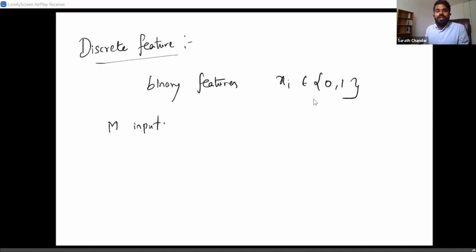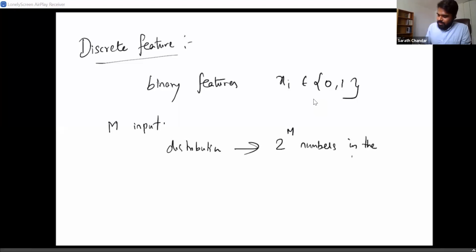now this is a discrete distribution, right? So this distribution is going to have 2 power m numbers in the table. If you have m binary features, there are 2 power m possible combinations, and what is the probability for each combination? Now, how many parameters do you need here? You need 2 power m entries in the table. So it's basically 2 power m minus 1 independent variables.